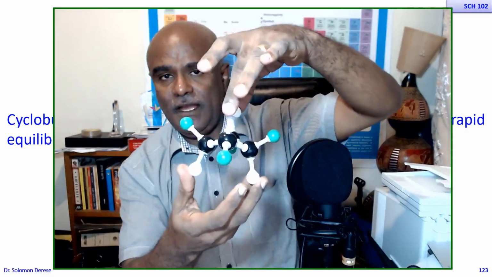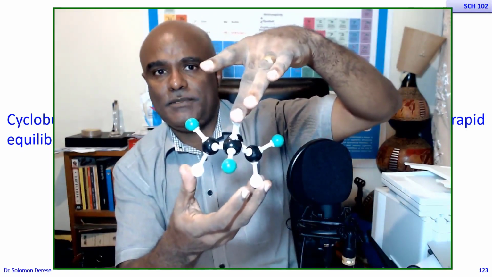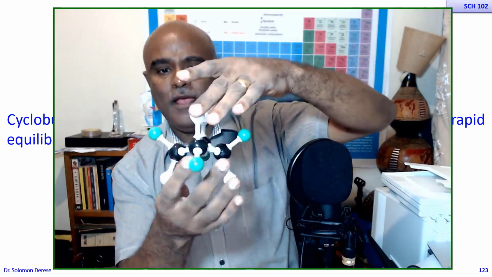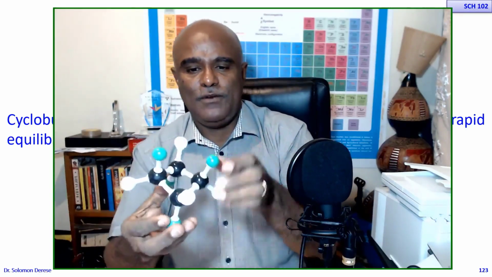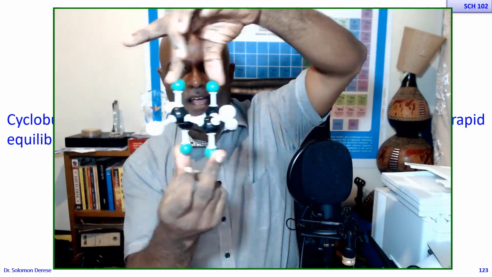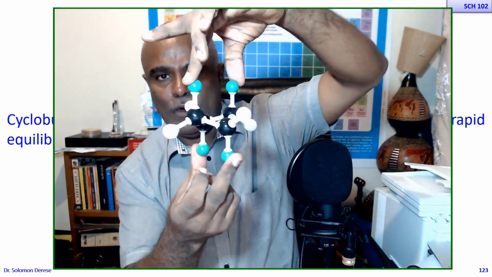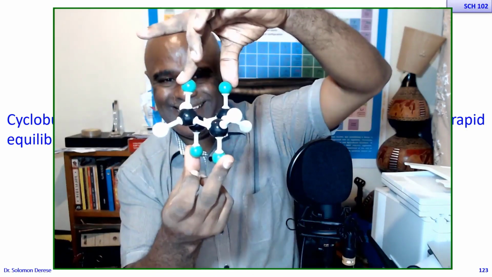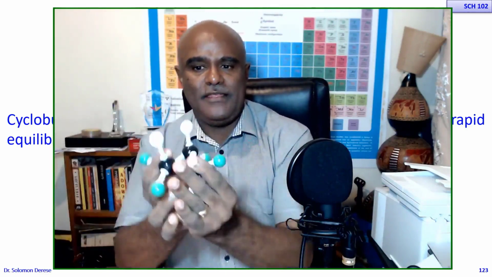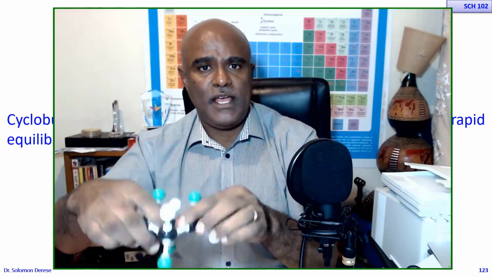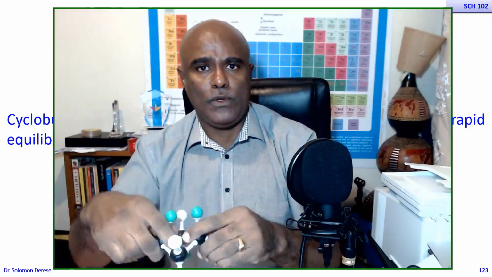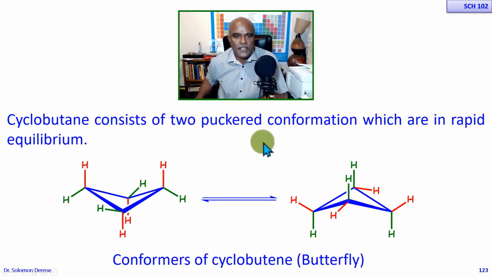So when the ring flips, what happens to this substituent? Let's flip it the other way. Now you see, when that happens, the green hydrogens that were equatorial are now axial. So as the ring flips like this, the equatorial hydrogens become axial, and the axial hydrogens become equatorial.